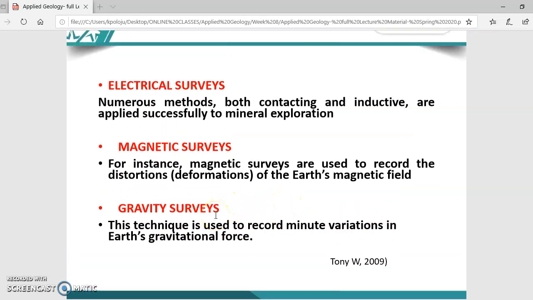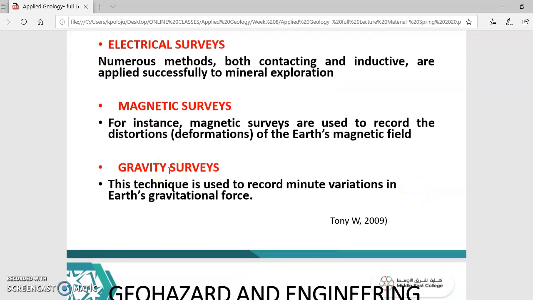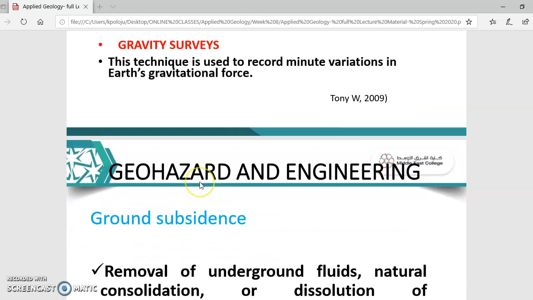These are surveys done using equipment to find out what is happening inside the earth. To know about the earth's magnetic field, we do the magnetic surveys. There is no need to dig or excavate anything. Just using the equipment, we can find out the earth's magnetic field using the magnetic survey. Similarly, we can record minute variations in the earth's gravitational force using the gravity surveys.